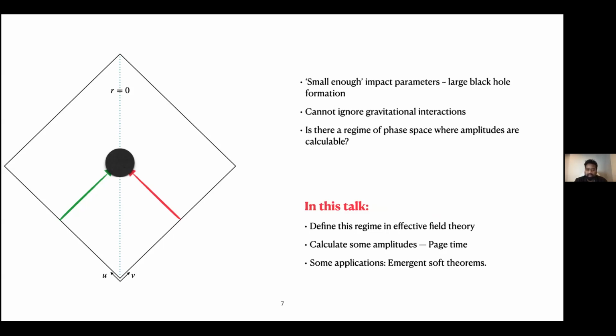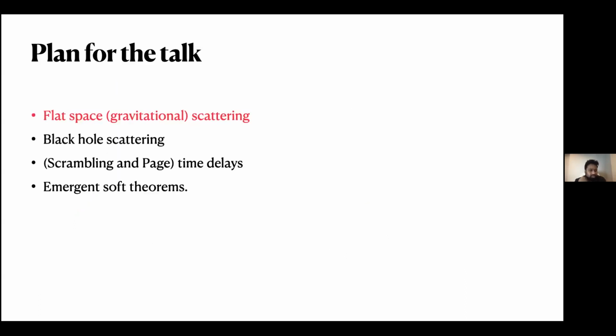I'll sketch the calculation of some amplitudes, and I'll tell you how Page time emerges naturally from some of these amplitudes. And I'll sketch certain additional applications in this regime of phase space using these amplitudes. The punchline is that there are many applications actually. The one that I might, time permitting, focus on is emergent soft theorems near the horizon.